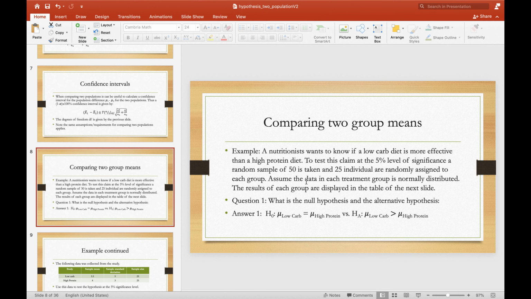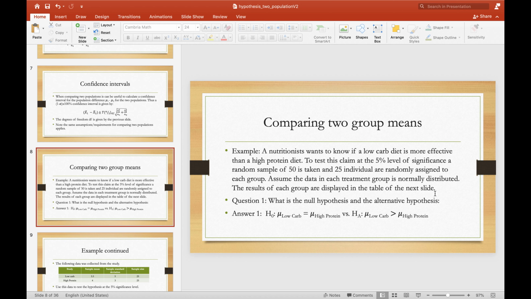Okay. So we've got a nutritionist who wants to know if a low-carb diet is more effective than a high-protein diet. And to test this claim at the 5% level of significance, a random sample of 50 is taken, and 25 individuals are randomly assigned to each group. We're going to assume the data in the treatment group is normally distributed, and the results of each are displayed in the table on the next slide.